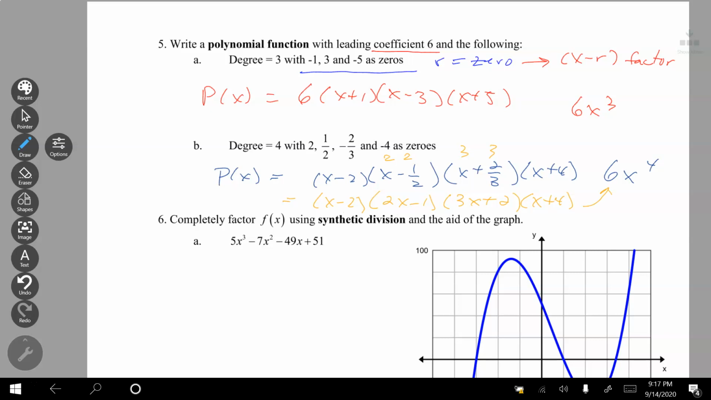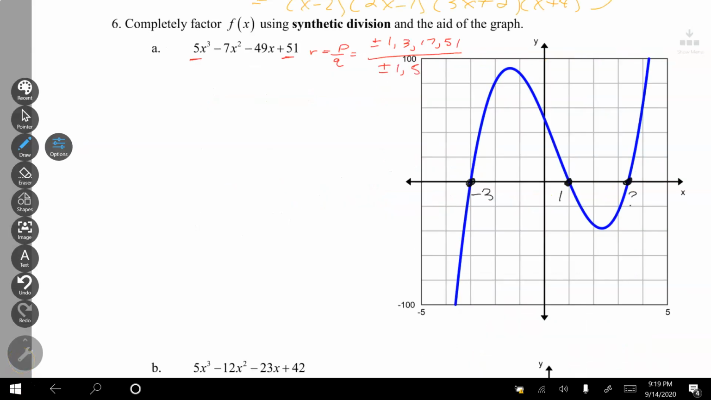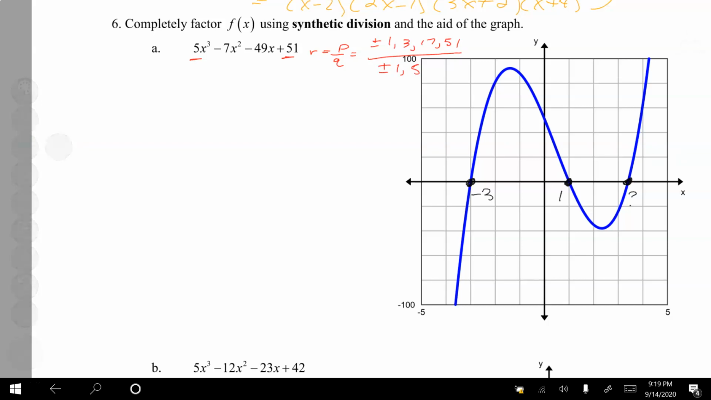So it's taking these zeros, which we kind of did on the previous page, my list of zeros, and creating factors. And I don't like having fractions. So when I see x minus a half, it's really 2x minus 1. So how do I put this all together? I use my synthetic division and this idea of rational zeros, and I figure out how I can factor this big polynomial, 5x cubed minus 7x squared minus 49x plus 51.